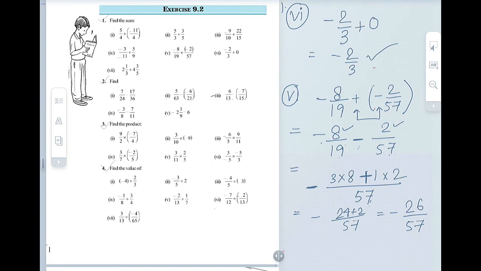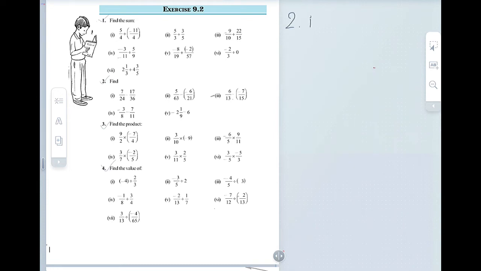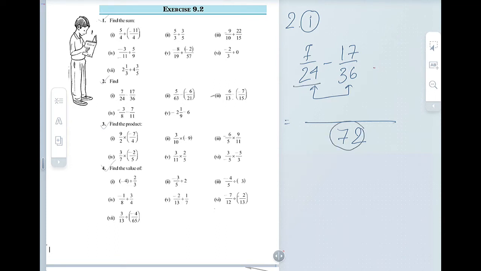Let us come to the next one. In question number 2.1 it is written 7 by 24 minus 17 by 36. You have to find the LCM of these two numbers. The LCM of 24 and 36 is 72. 72 divided by 24, you will get 3. This 3 will be multiplied by the first numerator, that is 7.